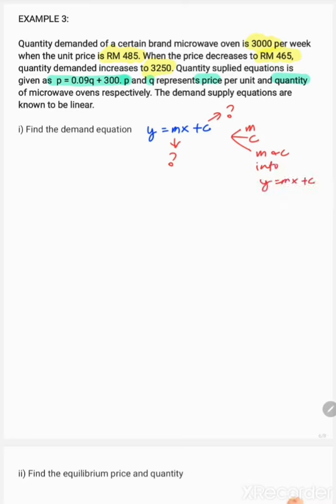Firstly, to find the slope, you have to know that we have two coordinates, two points. Let's say we have point A, where the quantity is 3,000 and the price is 485. The second coordinate is 3,250 and the price is 465. To find the slope, m is equal to, remember the formula, y2 minus y1 divided by x2 minus x1.